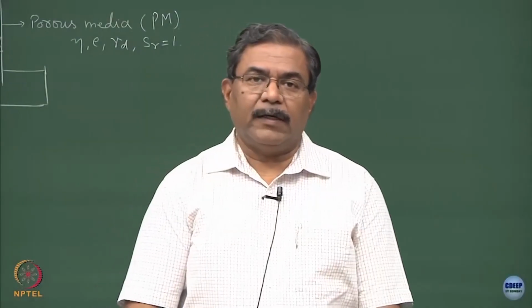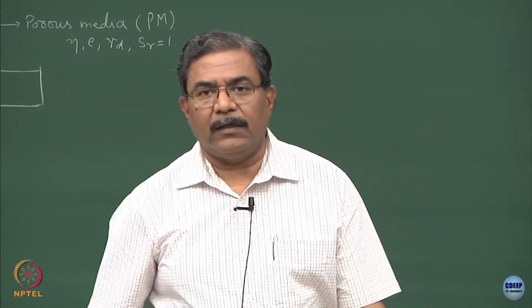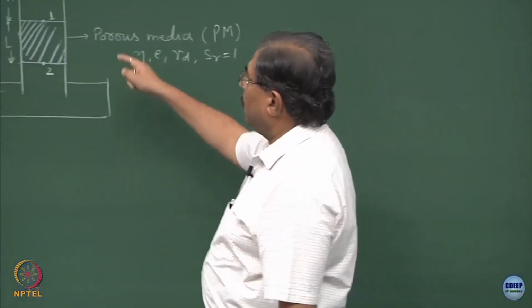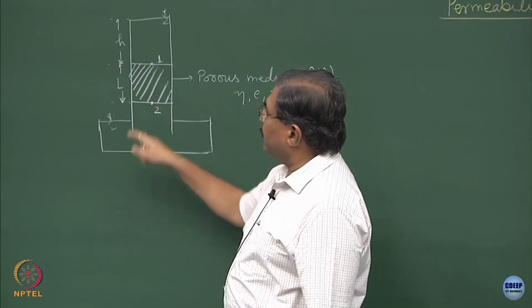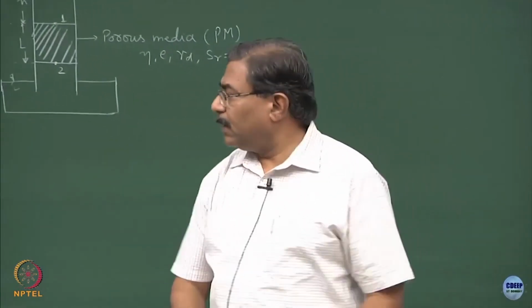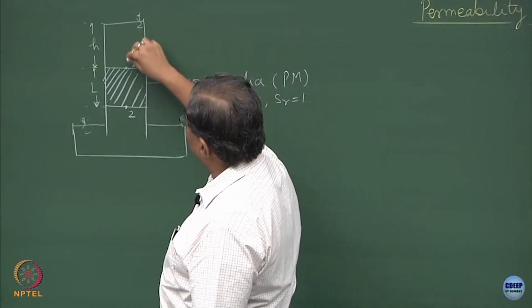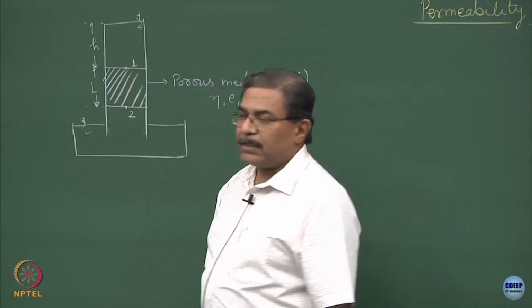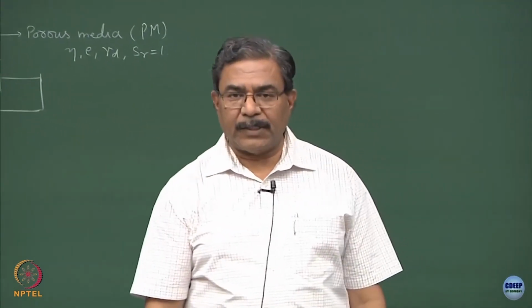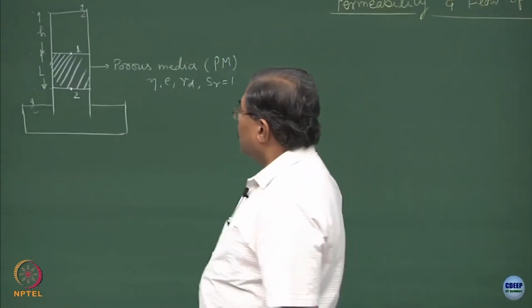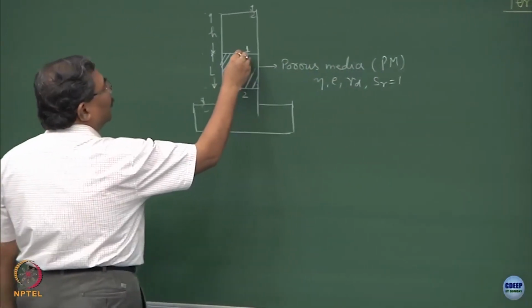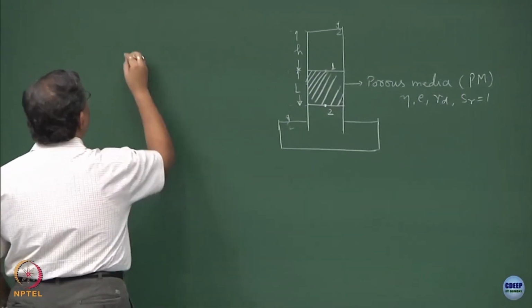We have been talking about the permeability and flow of groundwater in porous media, and we have been discussing this problem: there is a porous media encased in a glass tube or a control volume, and we were trying to analyze this problem as far as total head, pressure head, and elevation head are concerned. The elevation head is easy to obtain.